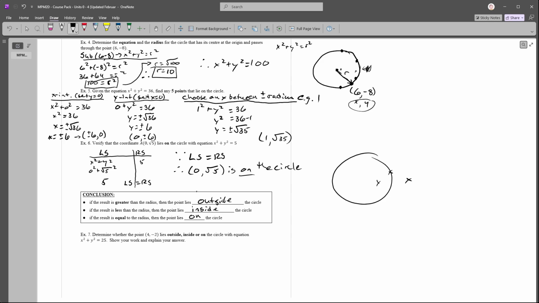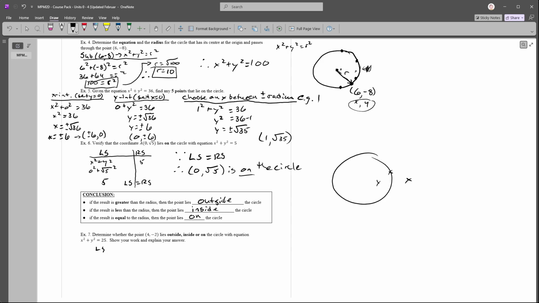So let's do one last question to emphasize this point. Determine whether 4, -2 lies outside, inside, or on the circle with the equation x squared plus y squared is equal to 25. Show your work and explain your answer. So we're just going to do a left side, right side check and give a final concluding statement that specifies why we came to the conclusion that we did.